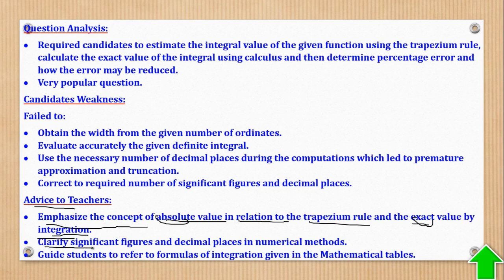Then teachers should clarify significant figures and decimal places in numerical methods. The required accuracy is for the final answer, but during computation they should be more than the required accuracy. That's why you saw me using 5 significant figures in the table, not 3. Then teachers should guide students to refer to formulas of integration given in the mathematical table. So the mathematical logbook, you must never avoid it.